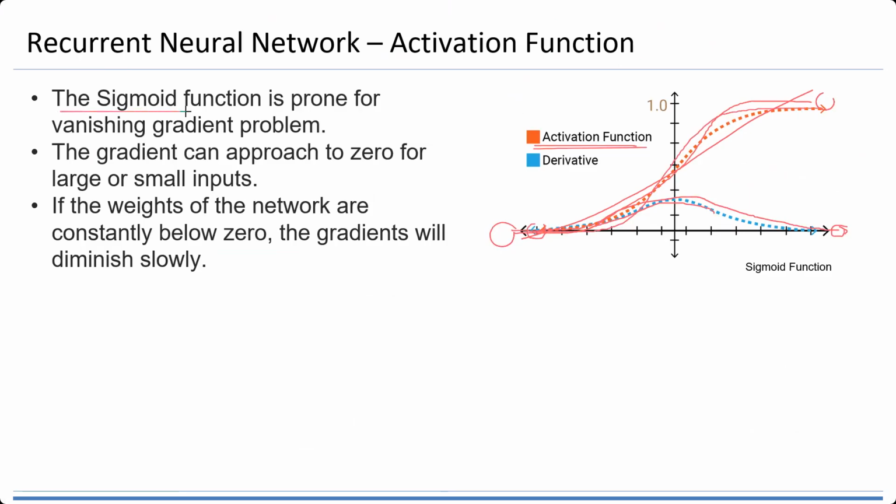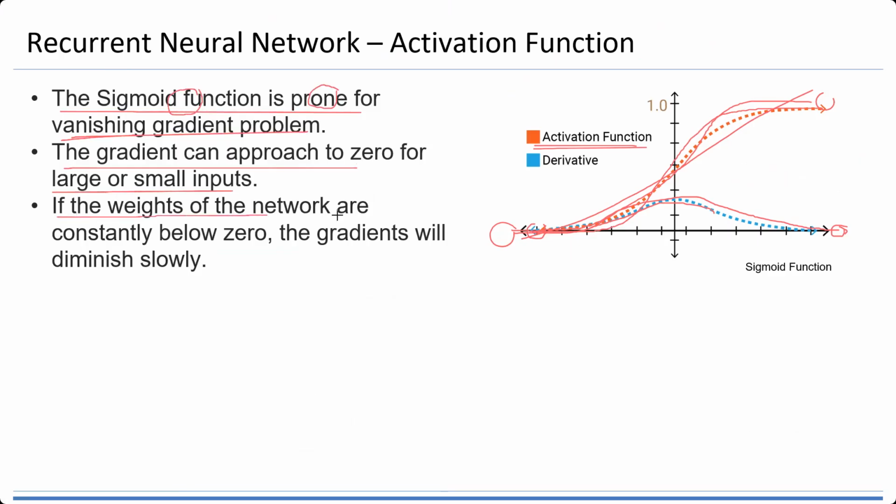The sigmoid function is one of the activation functions, but the sigmoid function is still prone to the vanishing gradient problem. Still prone means there is still an opportunity, a possibility, a probability of the vanishing gradient problem. But using the sigmoid function can be helpful. The gradient can approach 0 for large or small inputs.